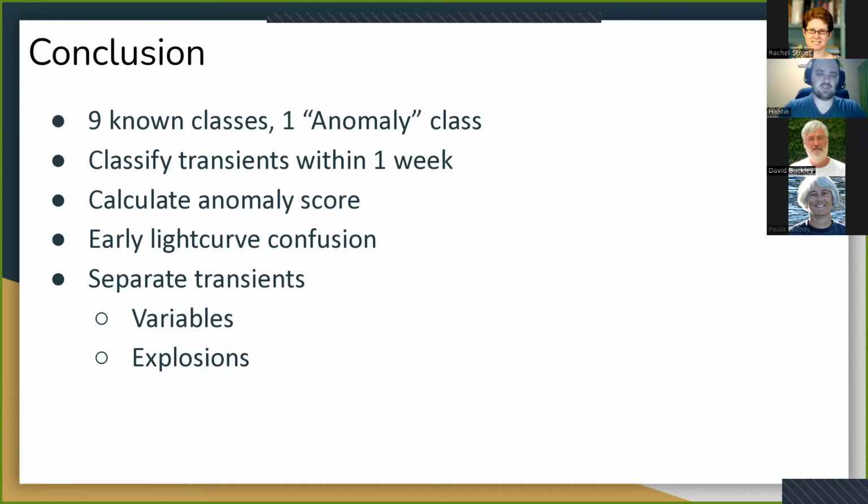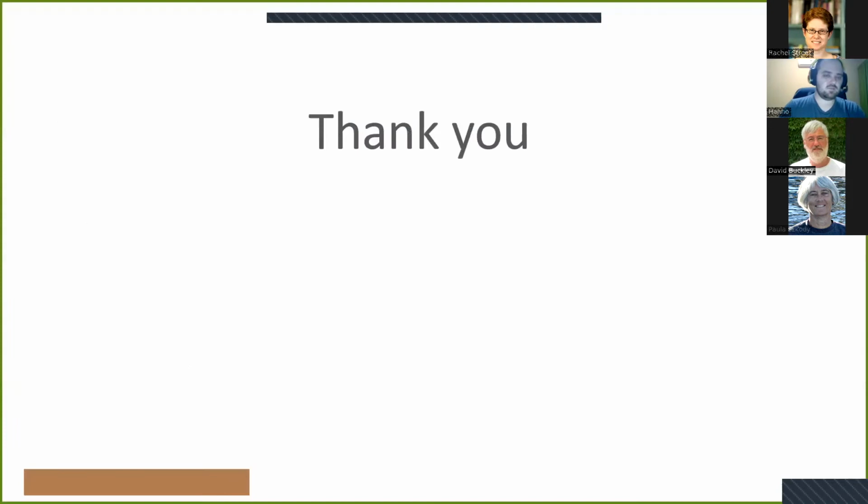anomalous classifications. And although there is early light curve confusion in the classes, this is not necessarily a bad thing, because we are very quickly able to separate out extragalactic transient events from galactic transient events, so that we can do more targeted classifications. And thank you.